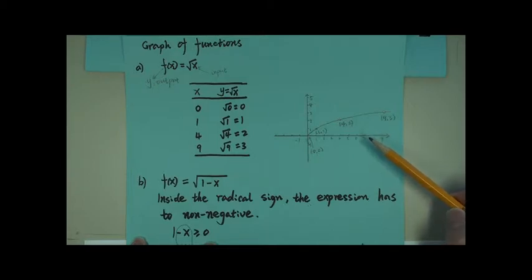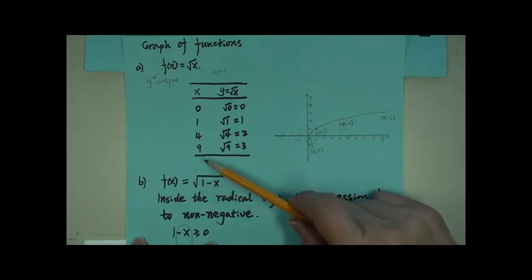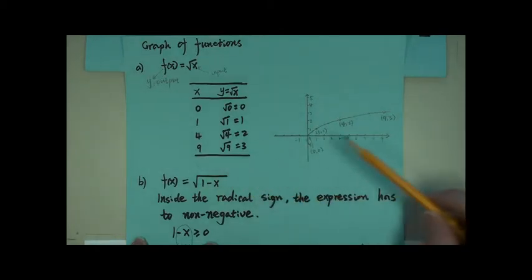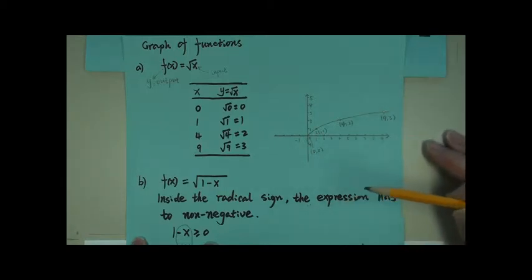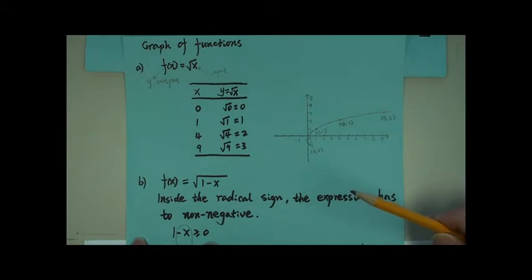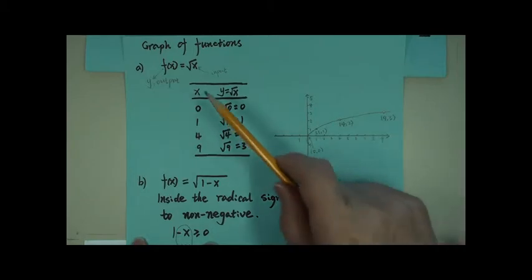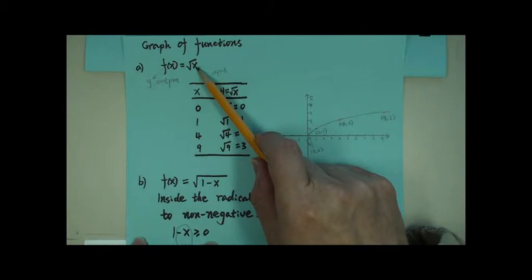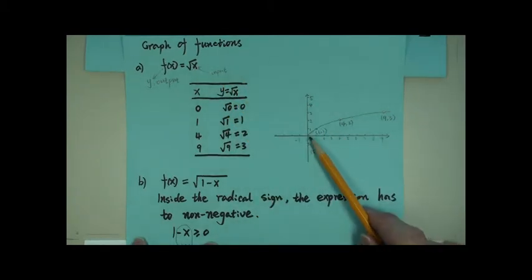Okay. So you can choose more points, but in this case, if you choose, let's say, 16, then you need a long paper on the right-hand side, wider paper. Like you can see here clearly is that the domain x has to be non-negative. Okay, x must be greater than or equal to 0. So all the points from this 0 to the right-hand side.